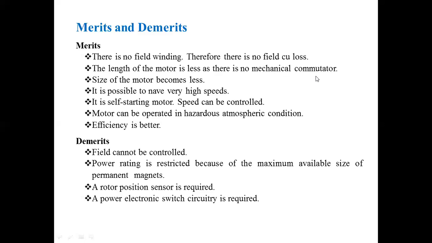But with normal conventional DC motors, that depends on ourselves. If you require a 20 horsepower motor, you design the field winding for a 20 horsepower rating. Next, a rotor position sensor is required. This is not that much of a disadvantage. The only problem is the extra terminals to the device and extra wiring connections for the rotor position sensor, but there is no problem in using a rotor position sensor.